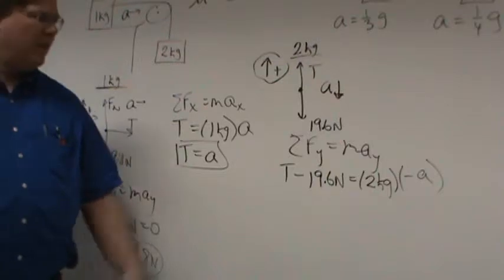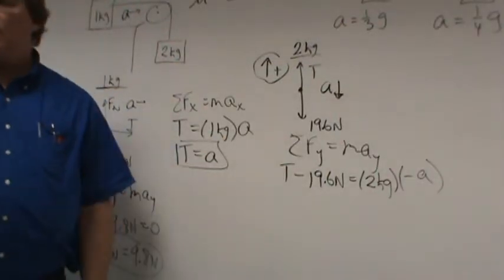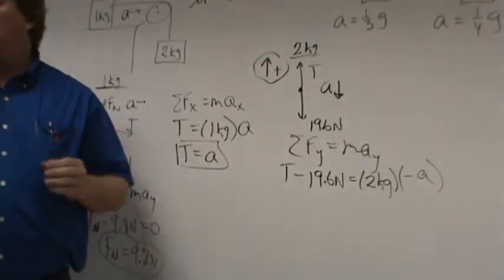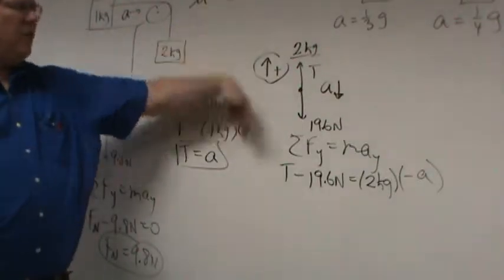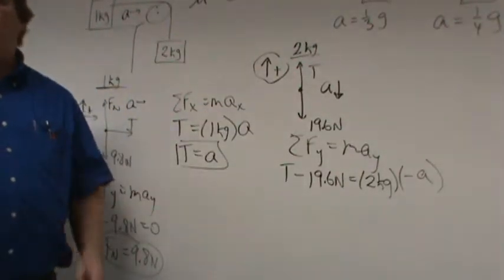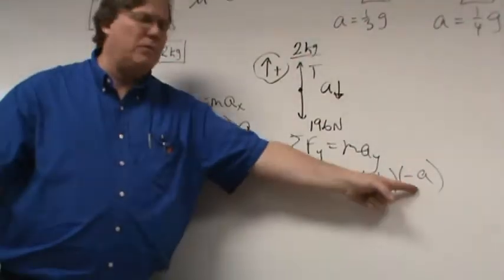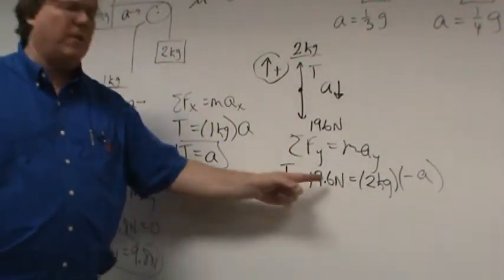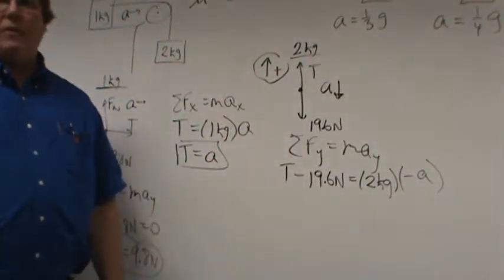19.6. No, it already is negative. What can I do here? Yeah, go ahead, Sean. Define down as positive. Yeah, thank you. Define down as positive, and now this will be 2 times positive A. It's just what's going to happen to the left side if down is positive.